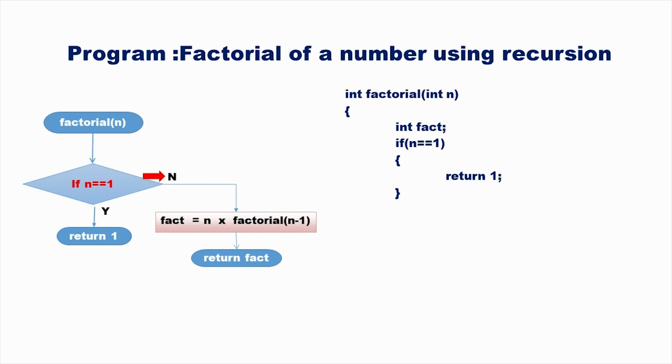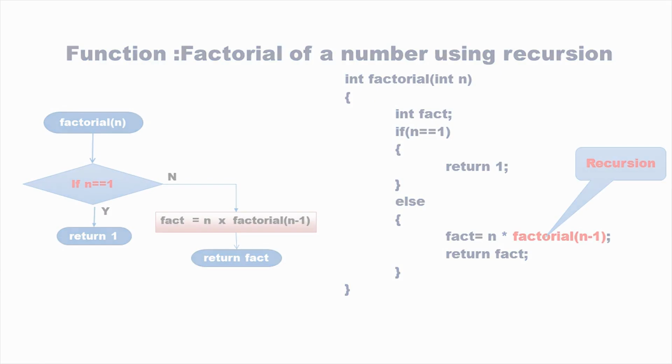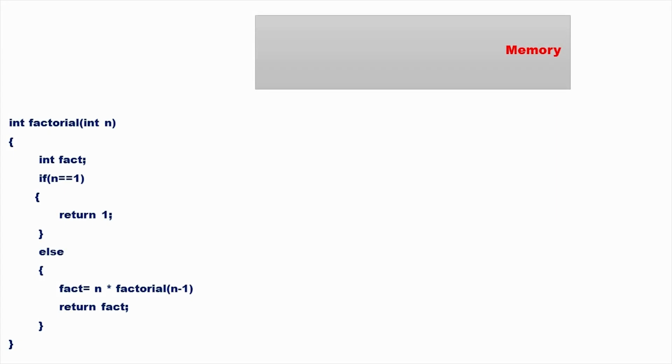Now go to the no part. Else, open curly brace. fact equal to n into factorial of n minus 1. Return fact. End of no part. Close curly brace. End of function. Close curly brace. Here factorial is being called by factorial itself. This is recursion. Now let us see how the function works.